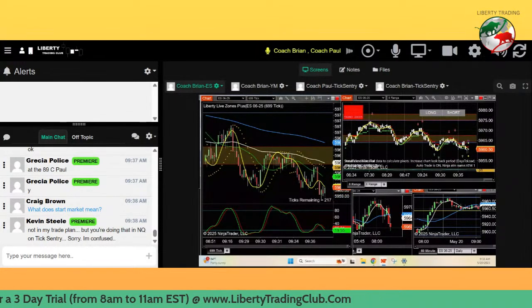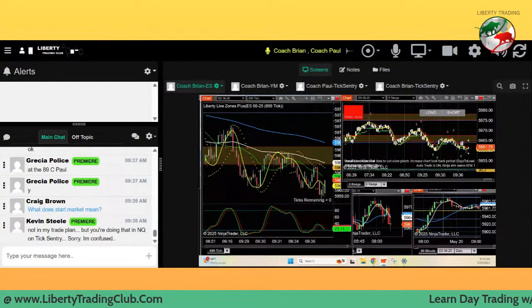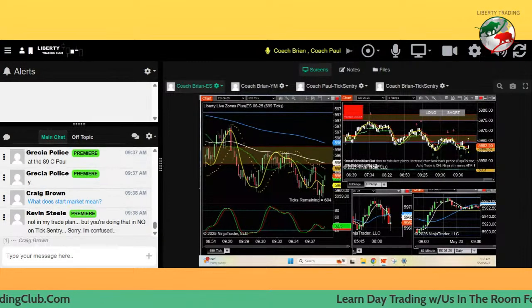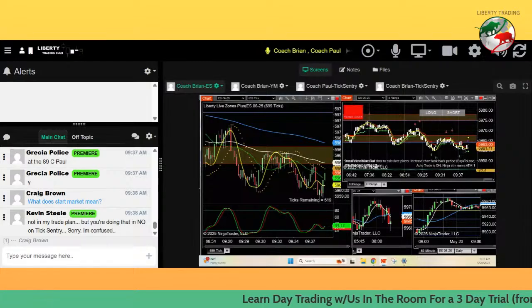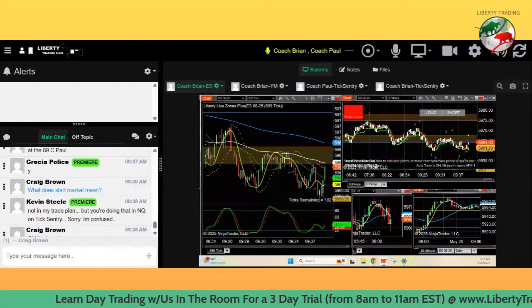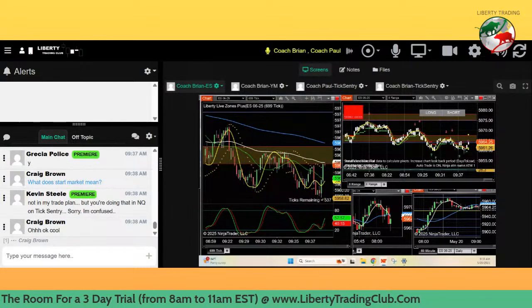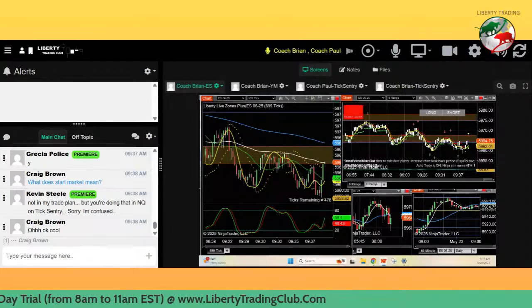Craig, start market means it's just a market order. It puts you in immediately instead of waiting for one of your resting contracts to get to you. So you either have limit orders that are spaced out up above or below, or you can start market, or you can put in the breakout line. I'm a huge fan of the breakout line. I could use it, but they don't have it, so I'm not using it.